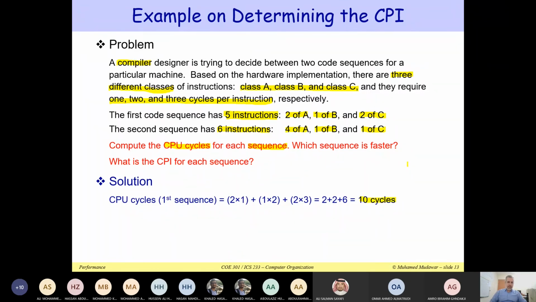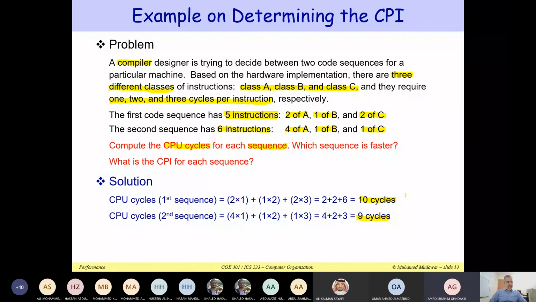Now that's for the first sequence. Let us repeat it for the second sequence. What do you get? 4 times 1, plus 1 times 2, plus 1 times 3. You see, it's very simple, right? So you get here 9 cycles. Now, which is faster, the first or the second?